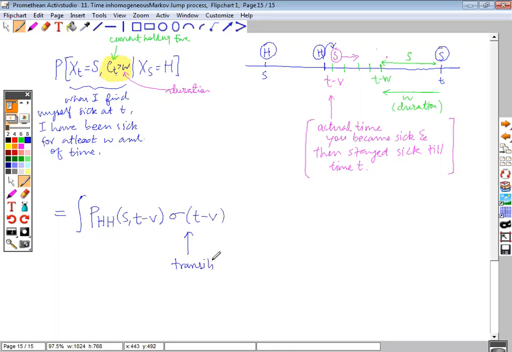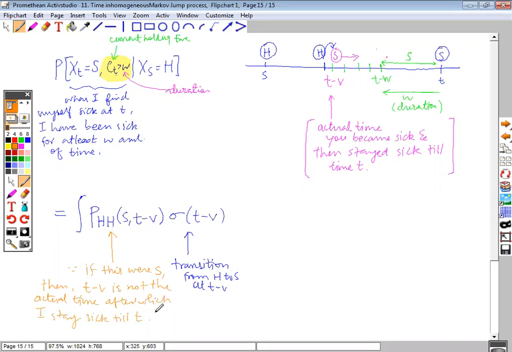So this is a transition from H to S, okay, at T minus V. And again, the reason I have H here is because if this were S, then T minus V is not the actual time after which I stay sick till T. Okay, so now I have jumped to my state S at time T minus V. And then I stay in the state S forever till T.